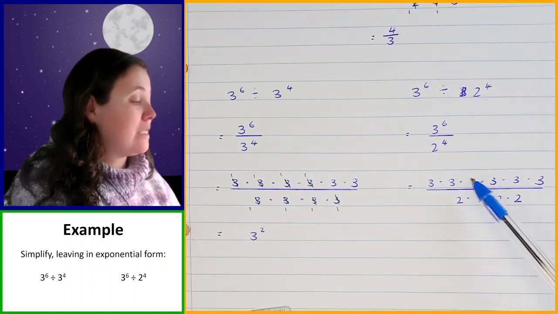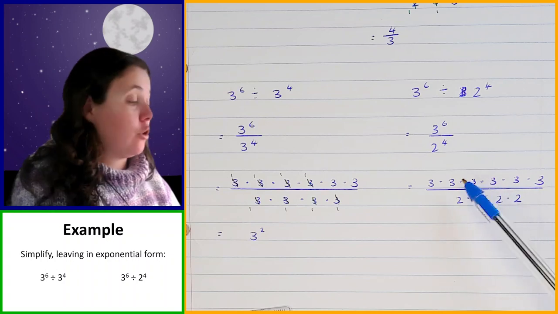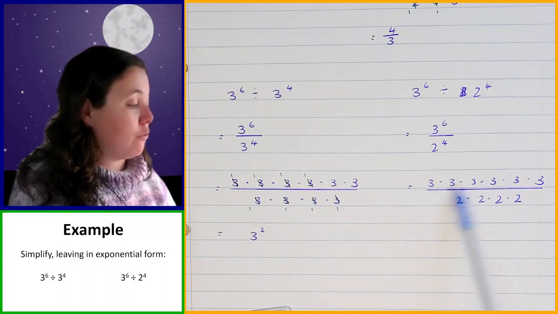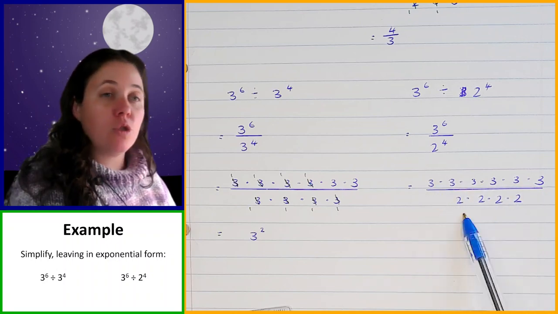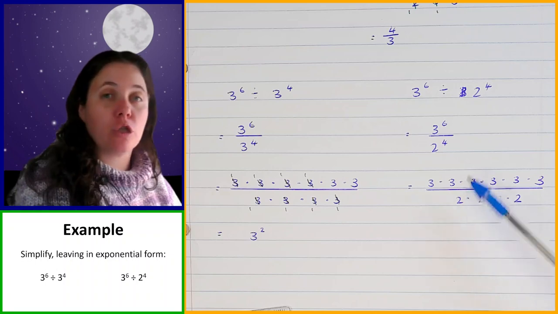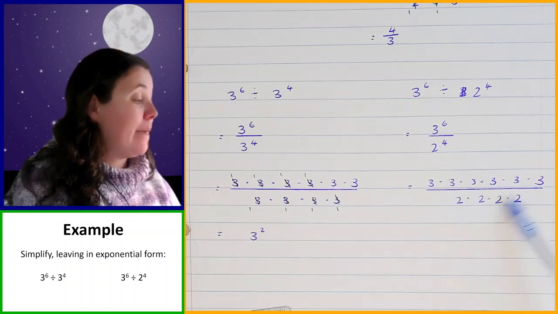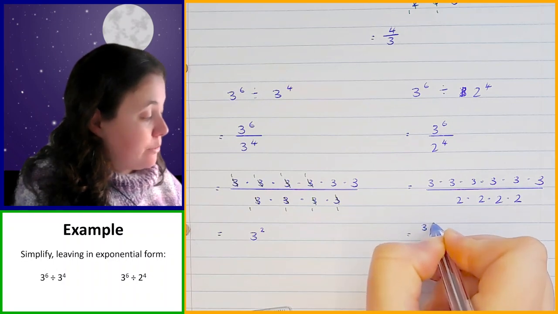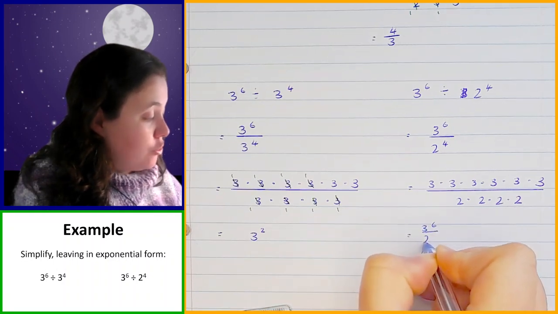And I can only cancel things on the top and things on the bottom. I can't cancel top and top, and I can't cancel bottom and bottom. So I can't cancel any of the 3s with each other. I can't cancel any of the 2s with each other. And I can't cancel any 3s and 2s on the top and the bottom. So basically what that means is I have to leave this as 3 to the power of 6 over 2 to the power of 4.